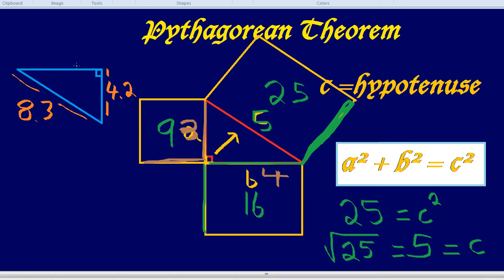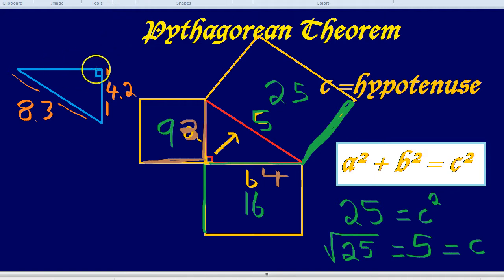Well, in the last example, I did 3 squared plus 4 squared equals the big side squared. So how about I just do 8.3 squared plus 4.2 squared equals the other side squared? No. We rushed it. We didn't label our sides. It went a bit wrong.